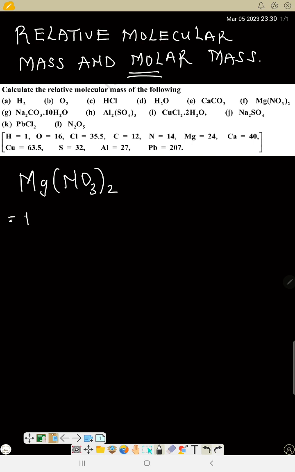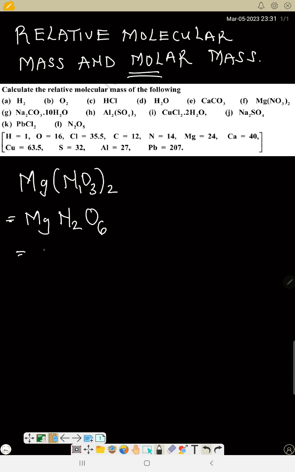Now, anytime you have a number outside the bracket here, it will affect all the subscripts inside, because the subscript here is 1. So that 2 outside will affect the 1 inside. So now 2 times 1 is 2. So that will be MgN2O6. That is 2 times 3. So if there is a number outside the bracket, it will affect all the subscripts inside.